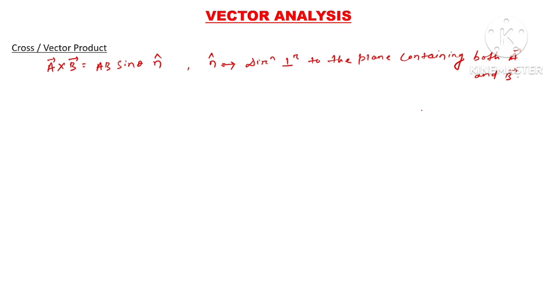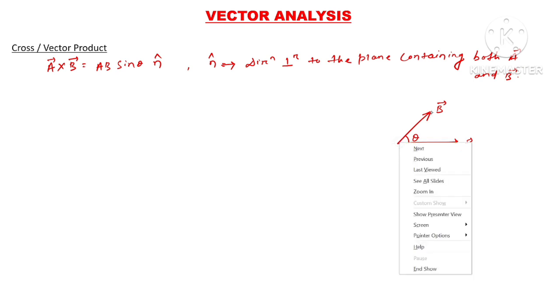If I have two vectors like this is A, this is B, and there is angle theta between them, then okay, so this is the plane, sorry.